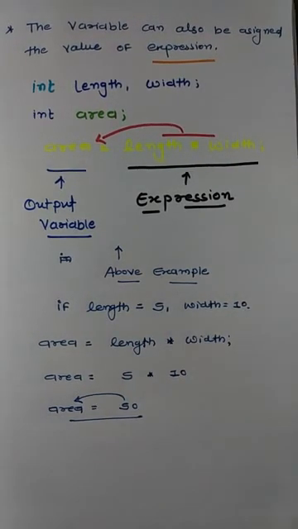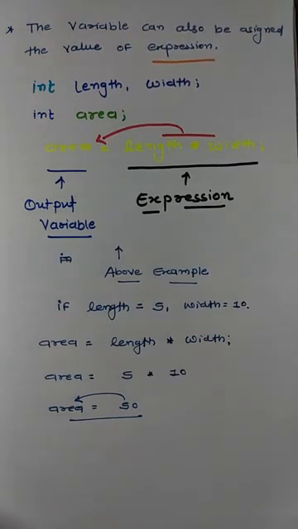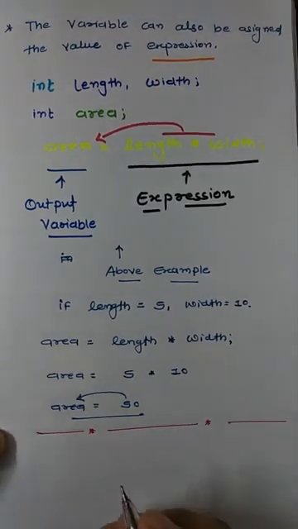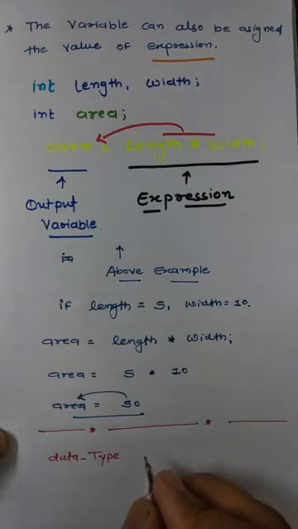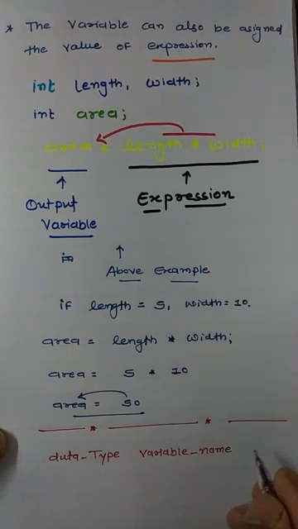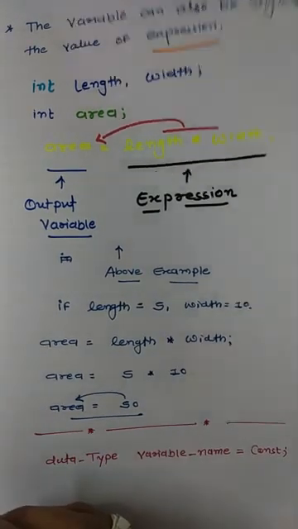And it is also possible to assign the value to the variable at the time of declaration with the following format. That is, it is also possible to assign a value at the time of declaration. How? First let's see its syntax: data type, variable name is equal to constant.